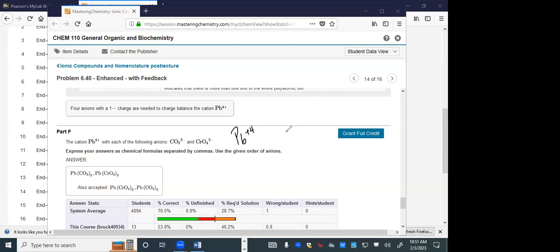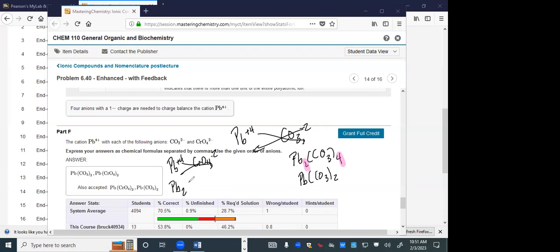And so if I had 4 plus, and 2 negative, I get this out of my crossing the charges, but I need to recognize that those are reducible. And so when I reduce them, it becomes just a 1 to 2 ratio instead of a 2 to 4 ratio. And I would get the same kind of logic with the chromate as well, because it's 4 to 2 also.